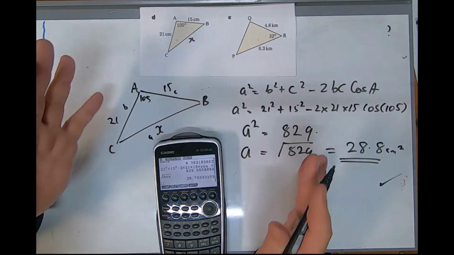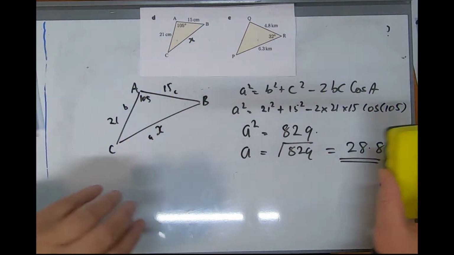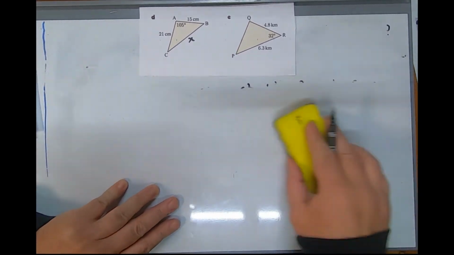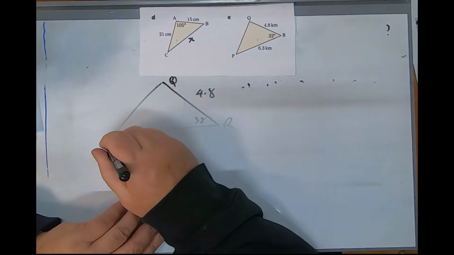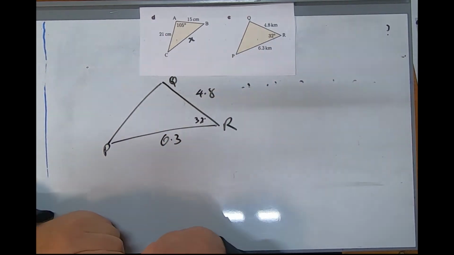Hope people find cosine rule, finding a side, quite straightforward. Very quickly, do the next one. See if I can erase it before that swish guy comes past. Swish guy was too quick for me, sorry.